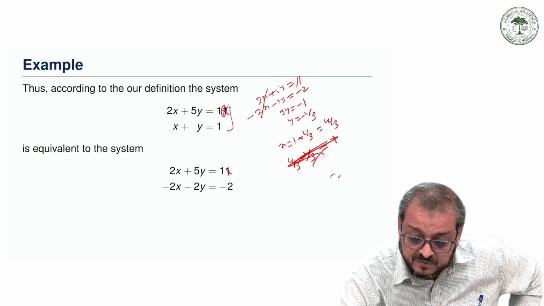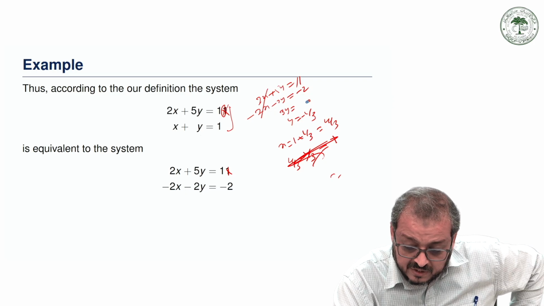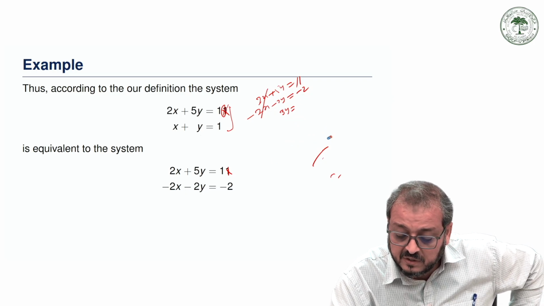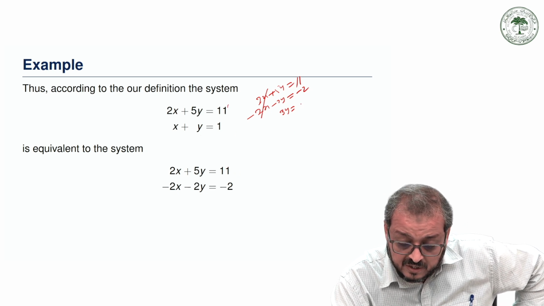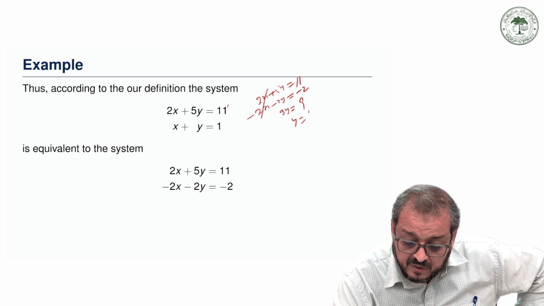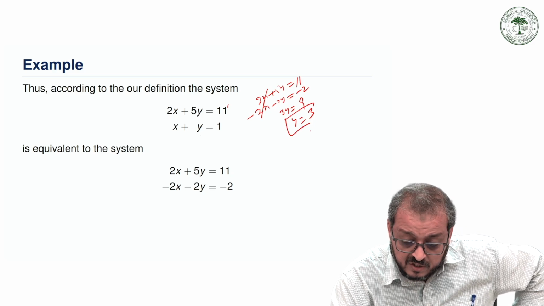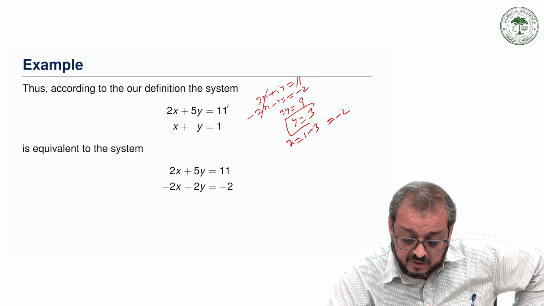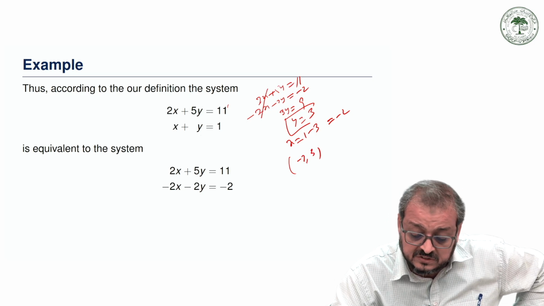I made a mistake here, this is not minus 1, this is equal to... this is not correct. Now we just say this is correct. So this is 9, then y is equal to 3, and then x is equal to 1 minus 3, which is minus 2. So clearly minus 2 and 3 is the solution.